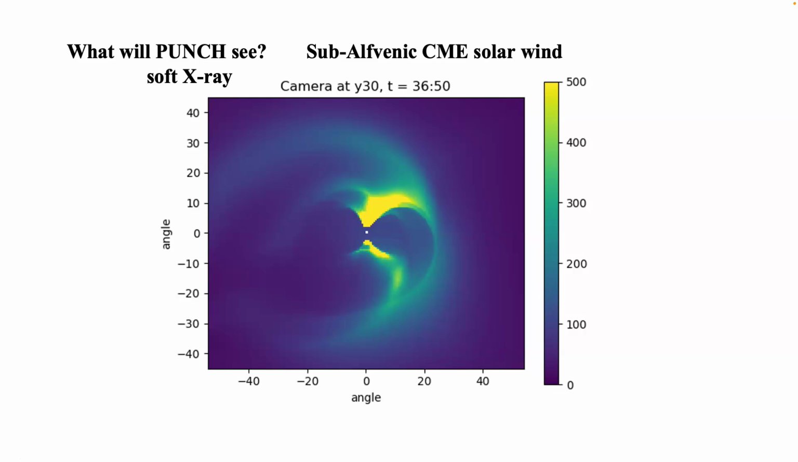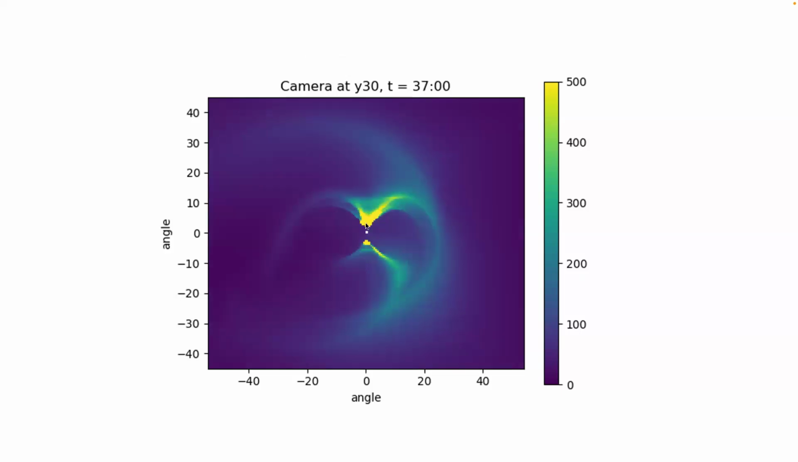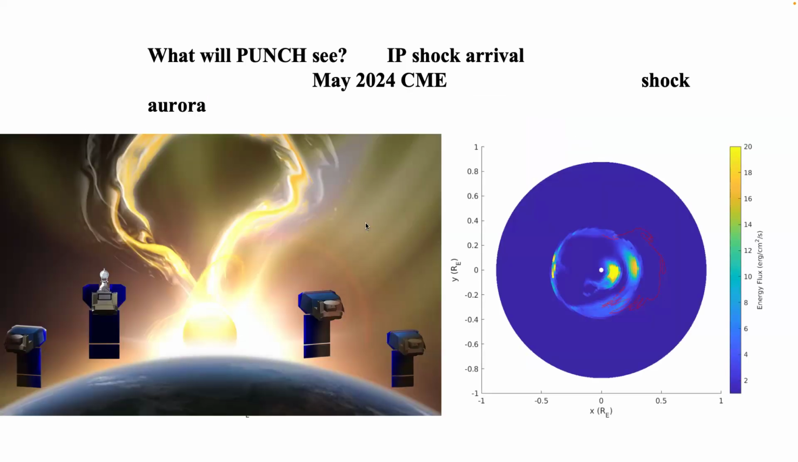just 20 minutes into that sub-Alfvénic interval, the magnetosphere is transforming. 10 minutes later, another 10 minutes later, 40 minutes later. So you can see the large scale topology of our magnetosphere transforming. And just imagine what PUNCH will see. Now, this question of what will PUNCH see is unstoppable.